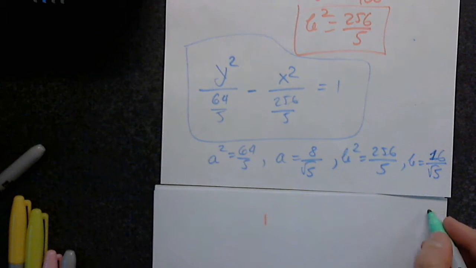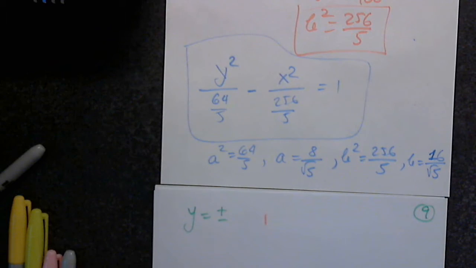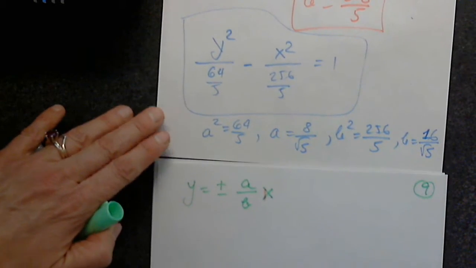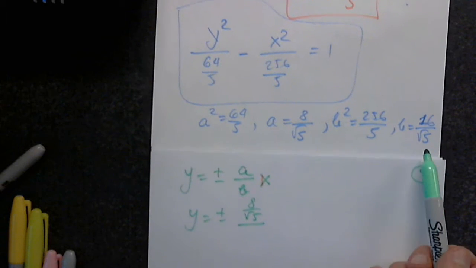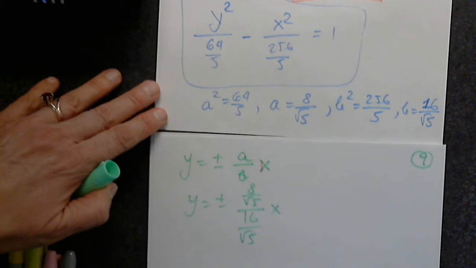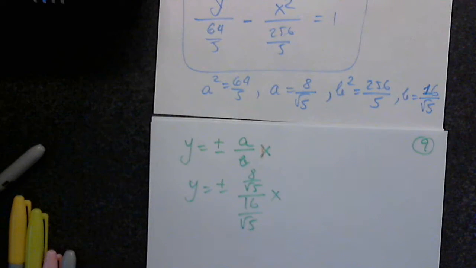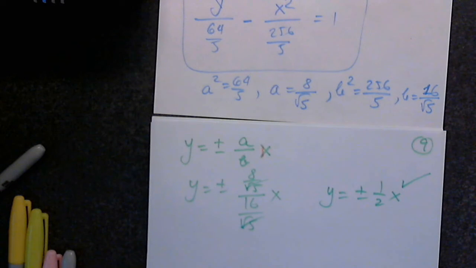I'm checking the asymptotes, plus or minus. The slope is a over b, x. So y equals plus or minus. The top is 8 over the square root of 5. And the bottom is 16 over the square root of 5, x. I'll simplify, and then I get 8 over 16, which is 1/2. So y equals plus or minus 1/2 x, and this is a check.